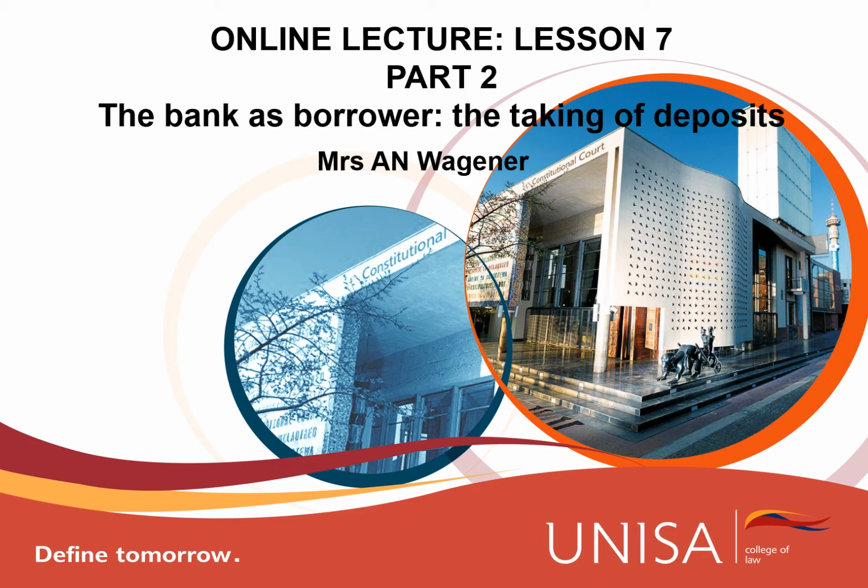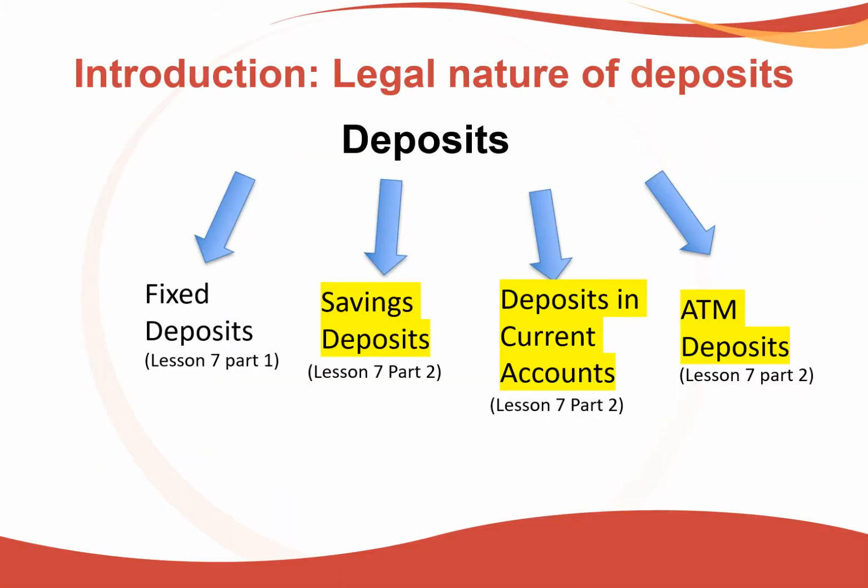Today's teaching is Lesson 7, Part 2, which discusses the bank as borrower through the taking of deposits. This teaching is a continuation of Part 1 of Lesson 7, which dealt with fixed deposits in particular. In today's lesson, we continue discussing the legal nature of deposits. In Lesson 7, Part 1, we discussed fixed deposits. Today, we will discuss the legal nature of savings deposits, deposits in current accounts, and deposits made at ATMs.